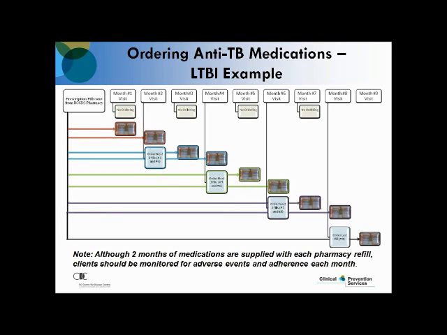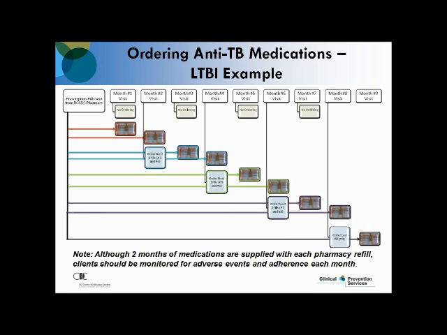When ordering anti-TB medications for latent TB infection, this is the example. All prescriptions, for both latent TB infection and active TB disease, are generated by the physician at TB Control. That then gets sent to our centralized pharmacy, who will dispense all medications, and that will go to your health unit, your physician's office, or our partners in First Nations communities, for example. So you'll get 2 months of medications.